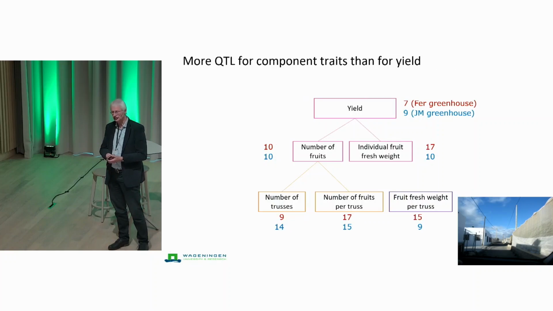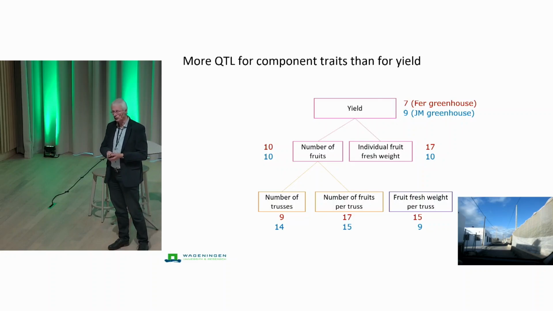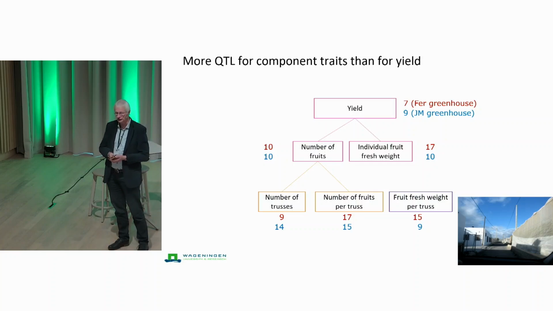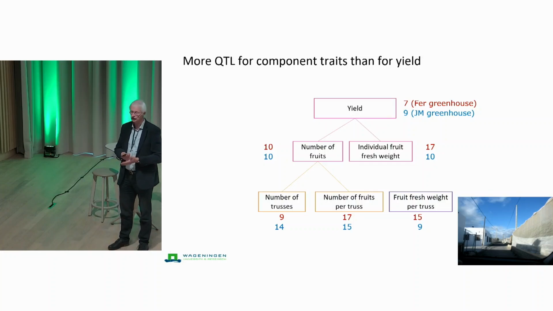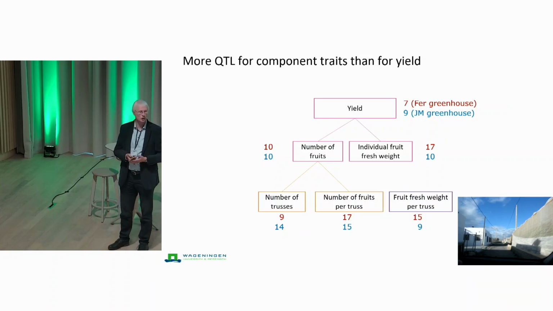And that also resulted in more QTLs for the underlying components. For yield, there were 7 or 9 QTLs found in the data sets of the two Spanish greenhouses. And for the underlying components it was 9 or higher, and the highest was for the number of fruits per truss, where there were 17, just the same as for the individual fruit fresh weight. So also that fitted with what we expected and certainly had hoped for.